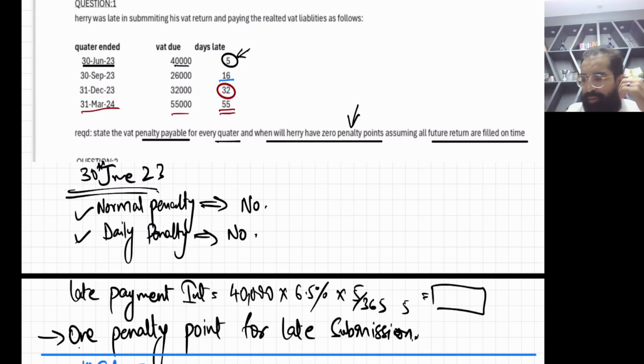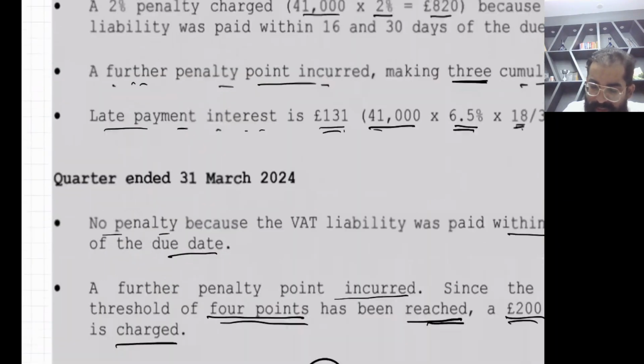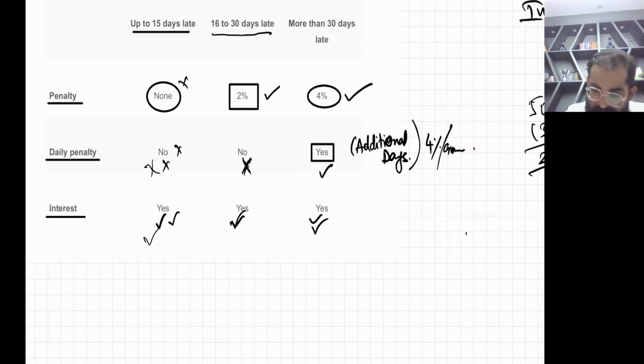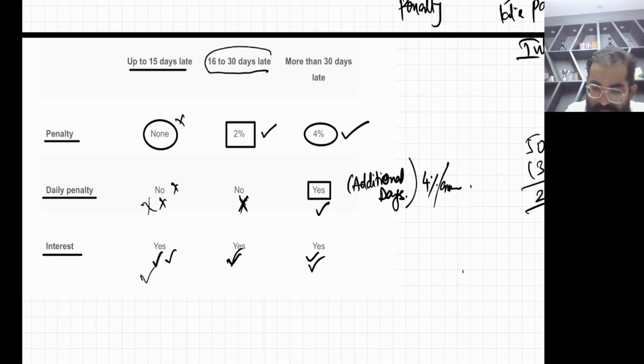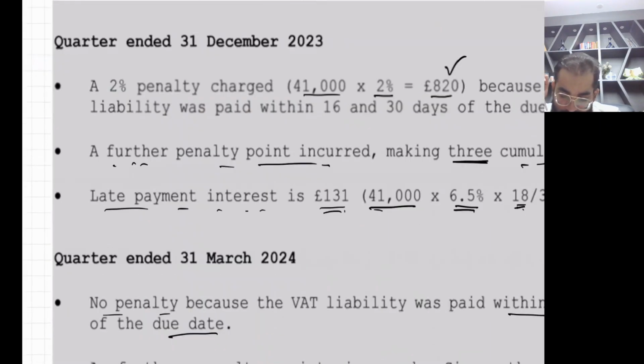Now the next quarter is 30th September 2023. This time the liability is 26,000 and you are 16 days late. 16 days means, check it out, this case 16 to 30. Yes, you will have a 2% fixed penalty. But no daily penalty will be applied, and yes, late payment interest is always there.